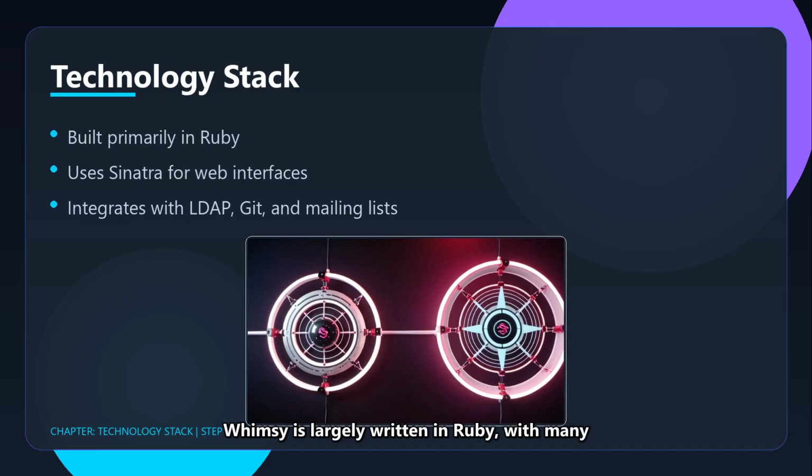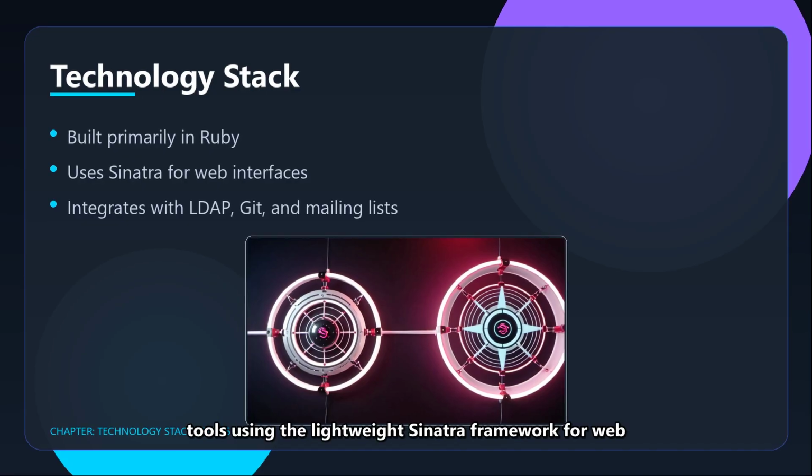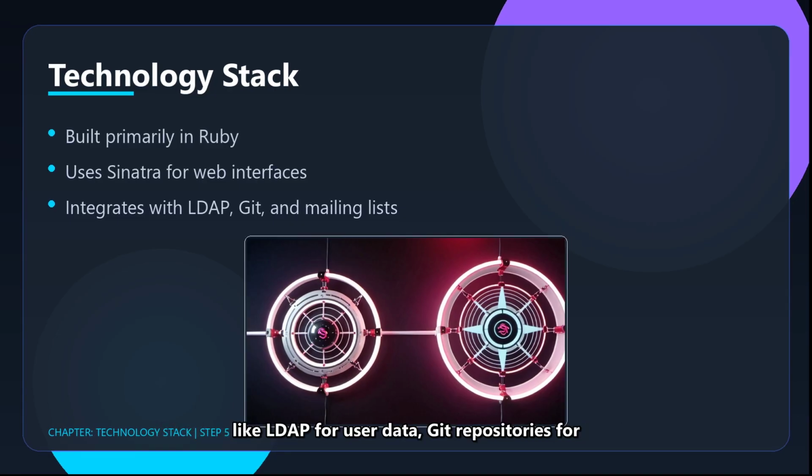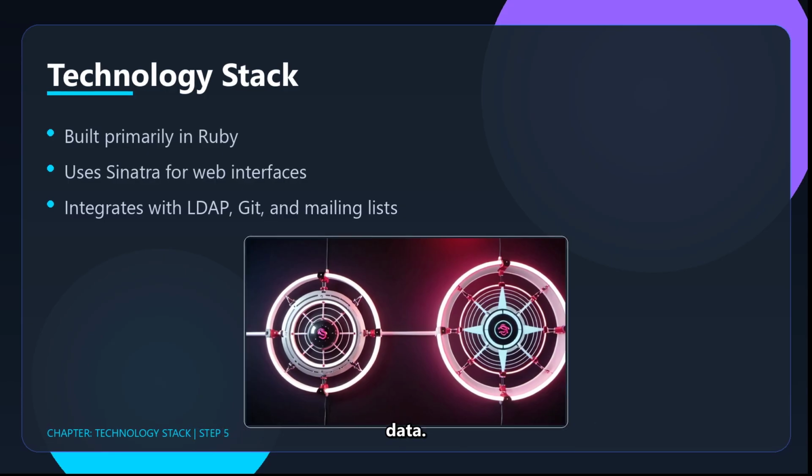Whimsy is largely written in Ruby, with many tools using the lightweight Sinatra framework for web interfaces. It integrates deeply with Apache's internal systems like LDAP for user data, Git repositories for source control, and mailing list archives for historical data.